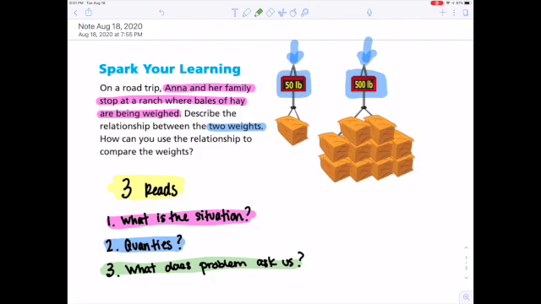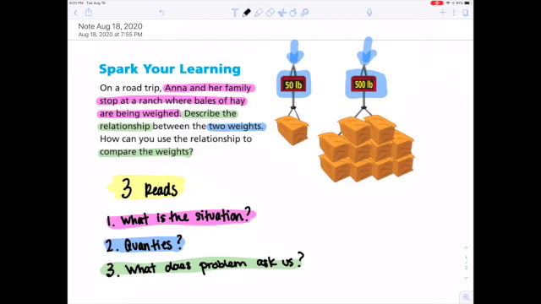Okay. And then for our third read, we have, what does the problem ask of us? Well, let's read it again. On a road trip, Anna and her family stop at a ranch where bales of hay are being weighed. It's asking us to describe the relationship between the two weights and how can you use the relationship to compare the weights. So essentially, it's asking us to describe the relationship and to compare the weights.